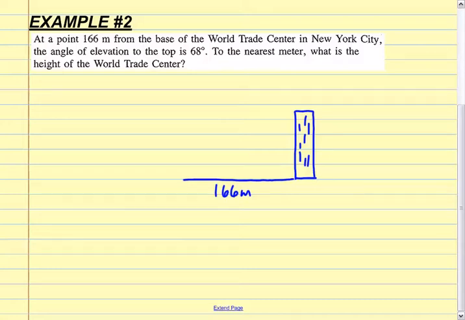The angle of elevation, so if you're standing here, you have to look up to the top, is 68 degrees. If I were on top of the building looking down, this would be an angle of depression up here. But they said angle of elevation, so I'm standing down here looking up. That's me. Okay, there we go.